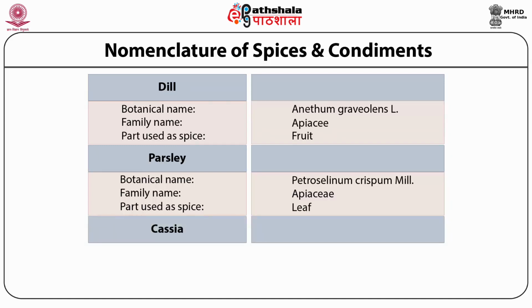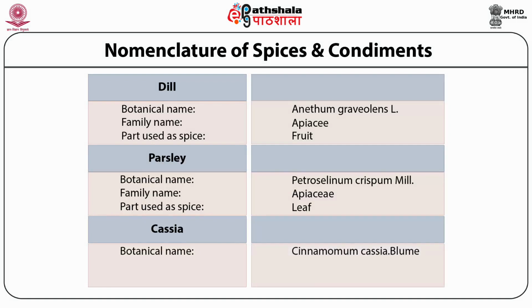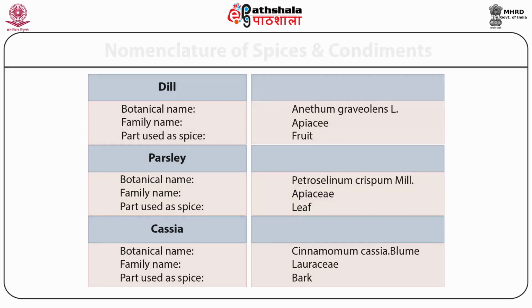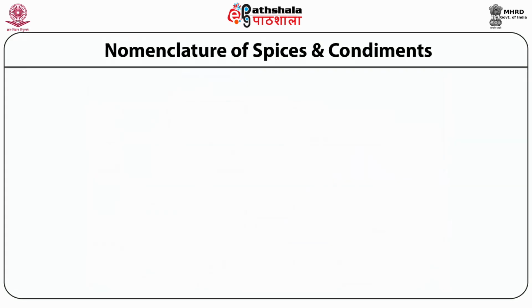Cassia. The botanical name for cassia is Cinnamomum cassia Blume. It belongs to the family Lauraceae. The part of the plant used as spice is the bark. Here, thyme and savory belong to the same family with the same part used as spice, that is leaf.